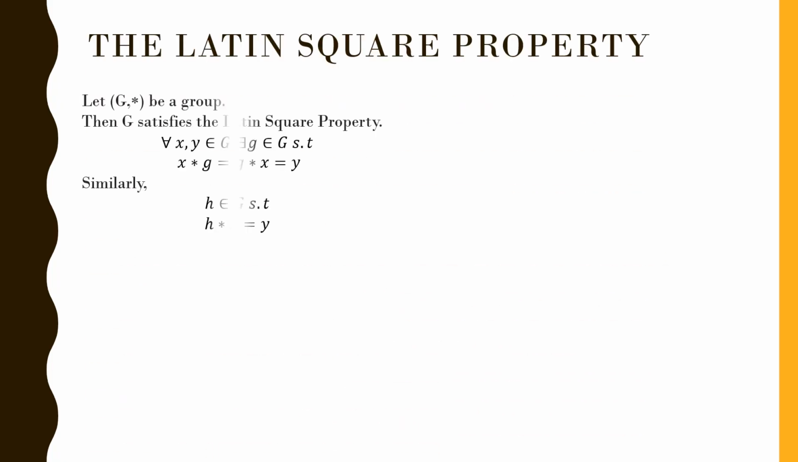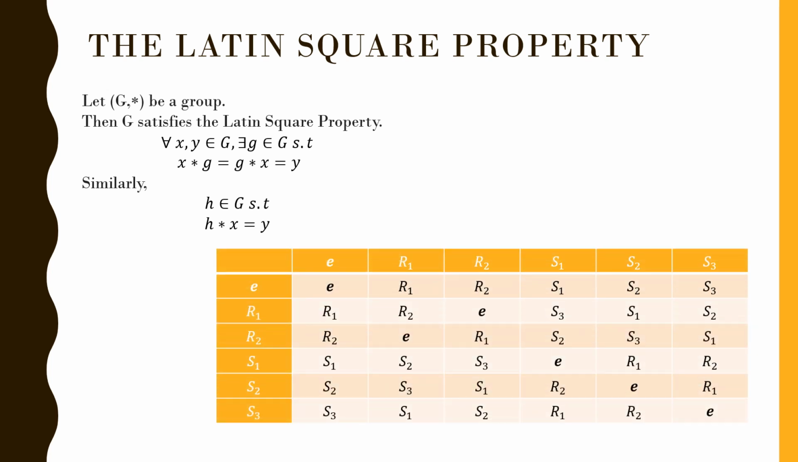The Latin square property states that if G is a group and X and Y are elements of G, there exists a unique element g in G such that Xg equals gX equals Y. The Cayley table represents this. This is the table for D3, the group containing all symmetries on an equilateral triangle. Every row and column contain each group element once. Notice the table is not symmetrical. This means it's not abelian.